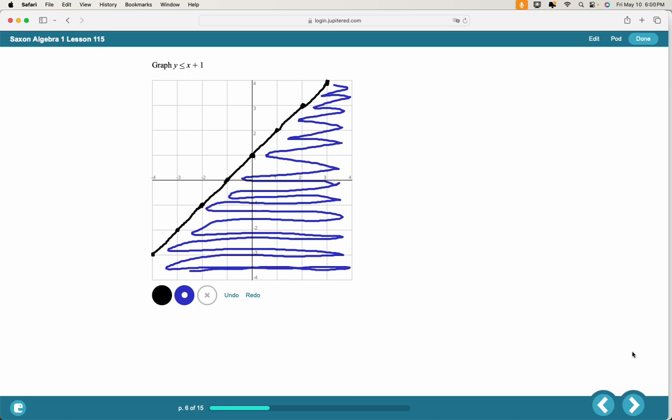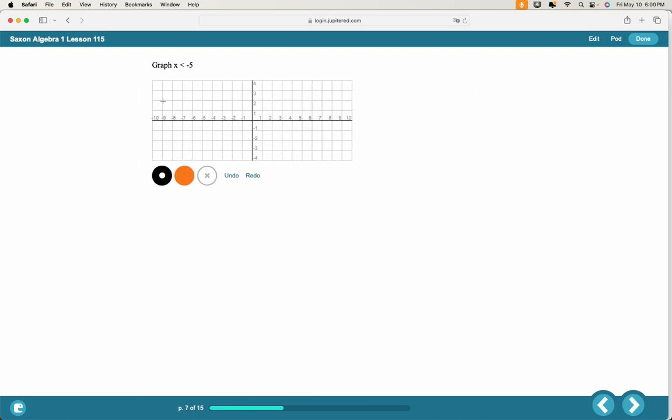Just like that. All right. Now here we have x, so we're dealing with the x-axis. X is less than -5. So there's no line under it, so it's a dotted line. Because it's -5, it doesn't matter what y is. X is always -5. So it means we have a line right here, right? But it's not a solid line, so it's a dotted line.